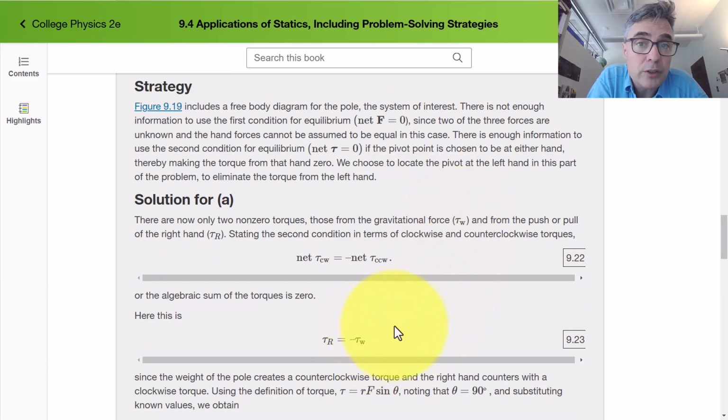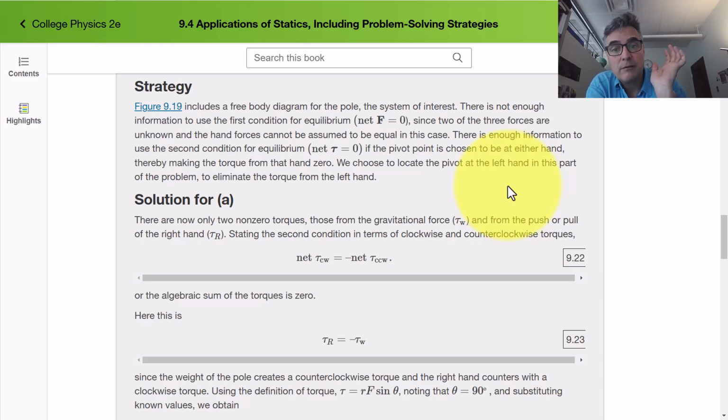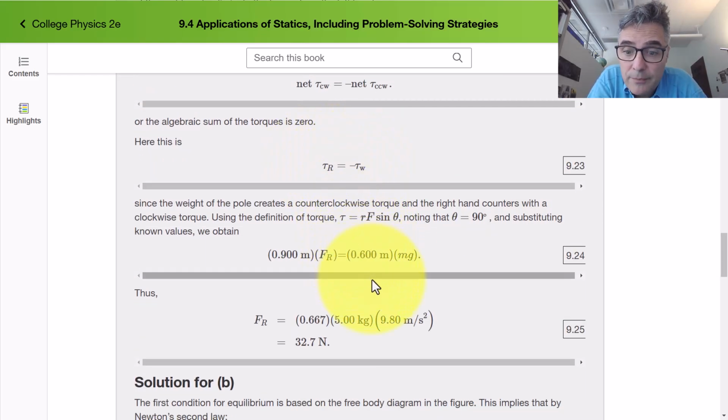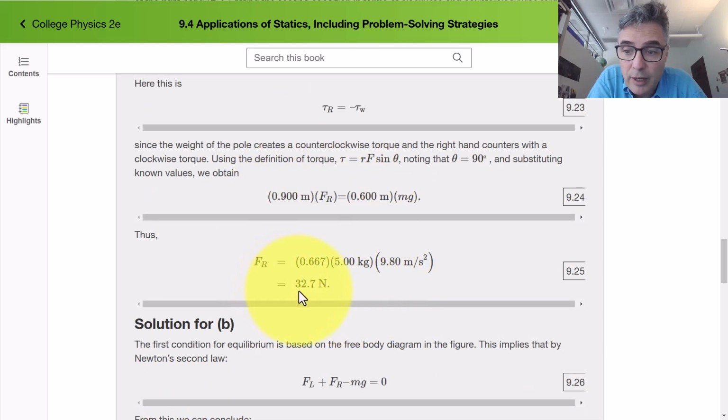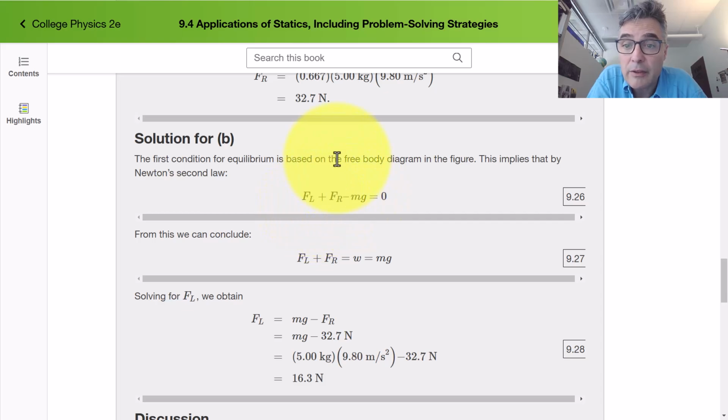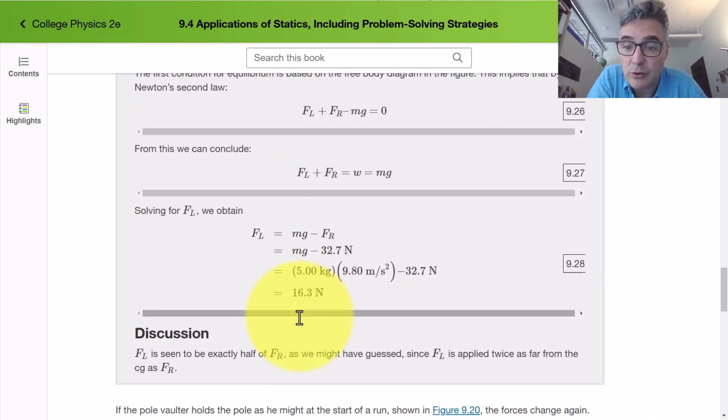So remember, torques are only measured relative to some pivot point, and you can choose where that pivot point is. If you locate the pivot point at the left hand, then the force of the left hand doesn't exert any torque because it's right on the pivot point, and the perpendicular lever arm there is 0. So this gives you one equation, and you can solve it for Fr, and you can also solve for Fl by, now that you know Fr, just using the equilibrium in the y direction. Net force in the y direction equals 0, and that gives you a solution for Fl.